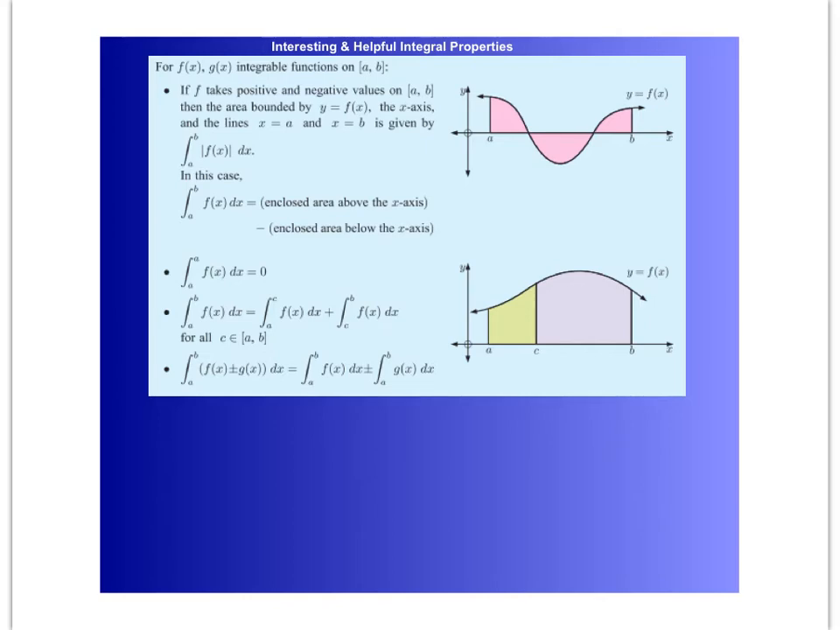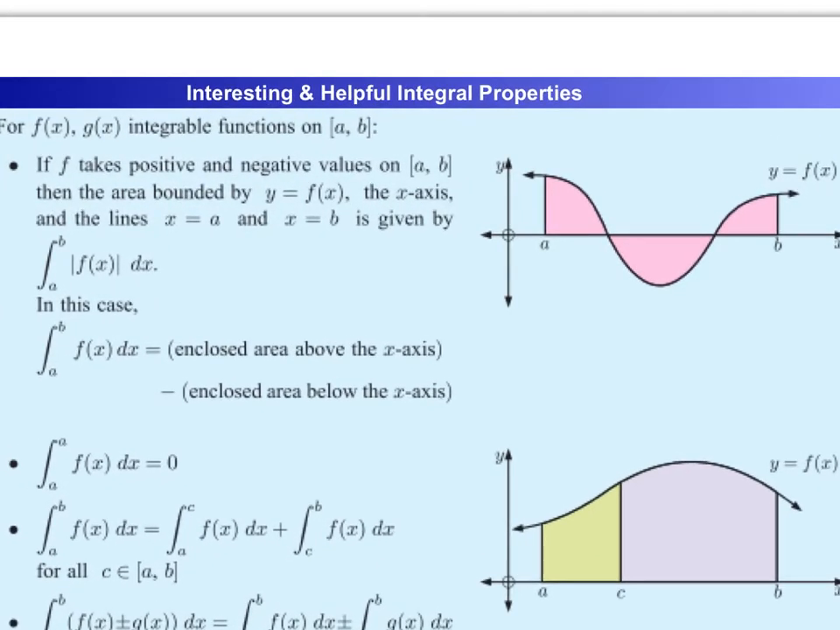Now something interesting and helpful, especially when we get to particle motion. Let's say the area under the curve here is 10, here is negative 12, and here is 8. So if I wanted the integral from a to b of f of x dx, I would have 10 minus 12 plus 8, which would be 6, which would be the displacement, right?